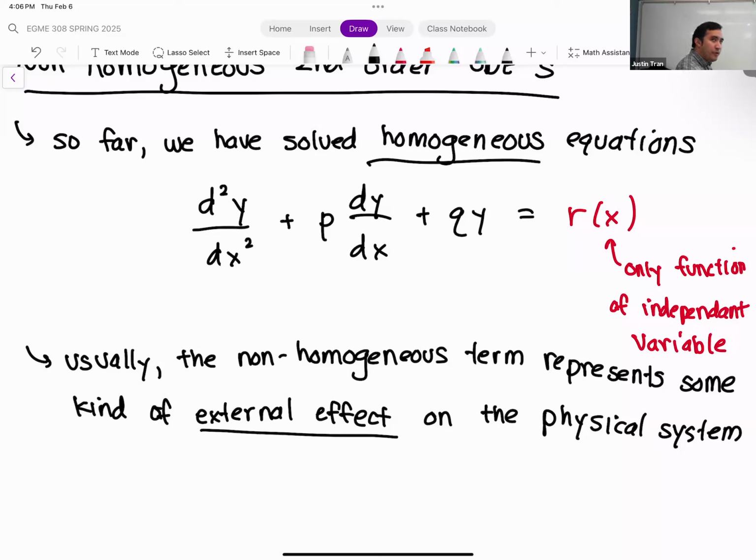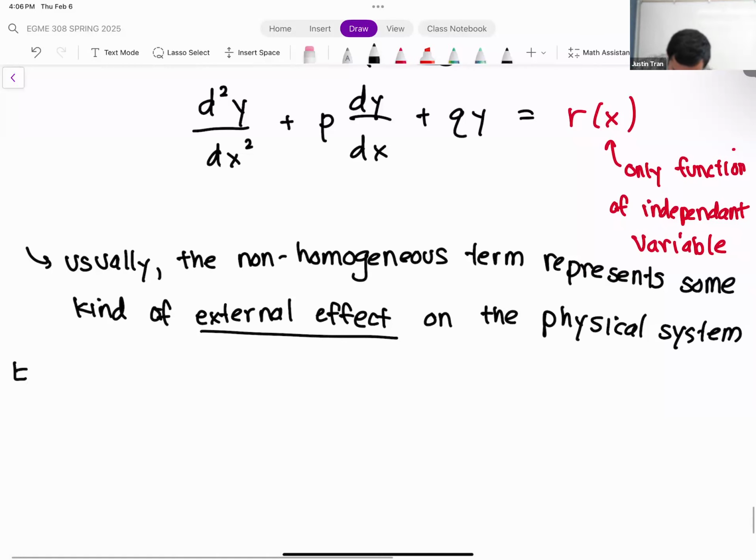So it's separate from the physics of the system. It's not represented by the physical properties of whatever system you're analyzing, but some kind of external effect that will cause some response. Okay. So the most classic example of this.